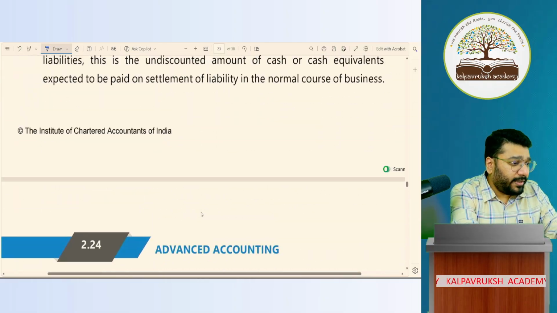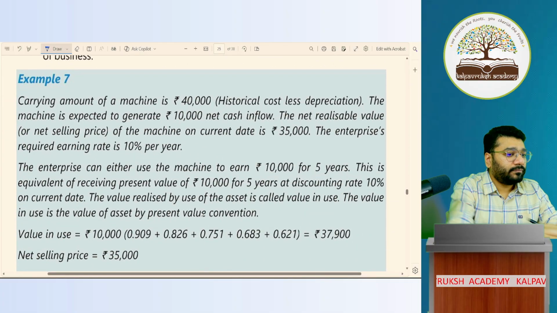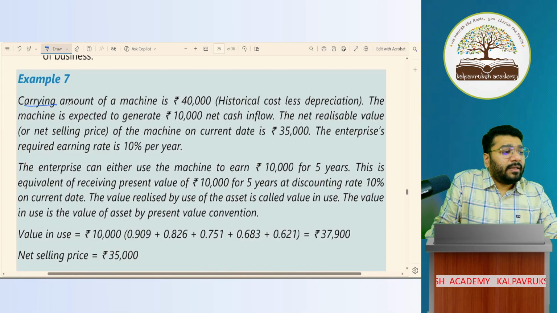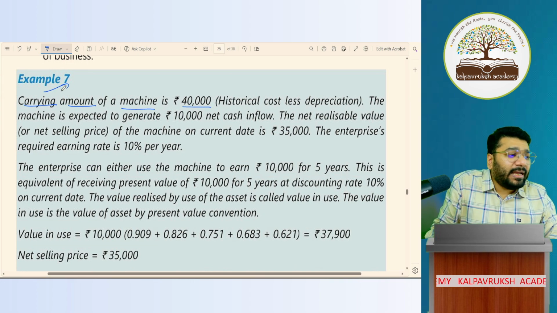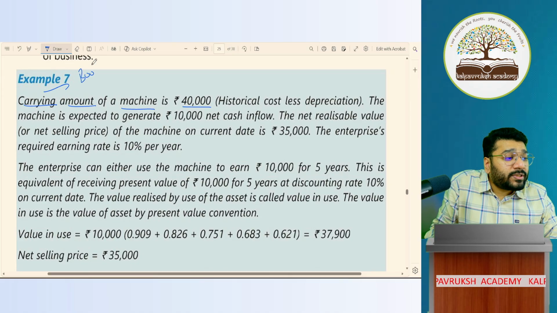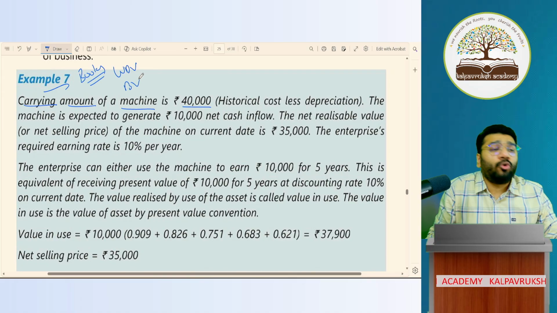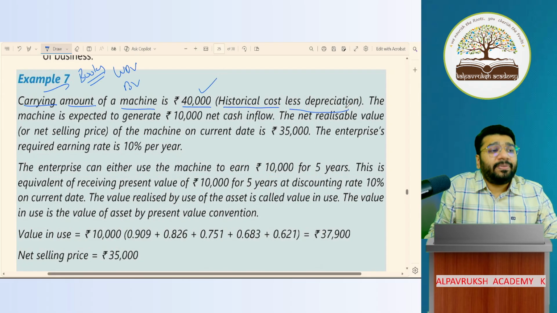From my CA book. Here it is. Now, carrying amount of machine is 40,000. What is meant by carrying amount? The value of the asset in the books of account. Carrying amount is also called WDV, also called book value. In the book, the value of this asset is 40,000. Means what? Historical cost less depreciation.